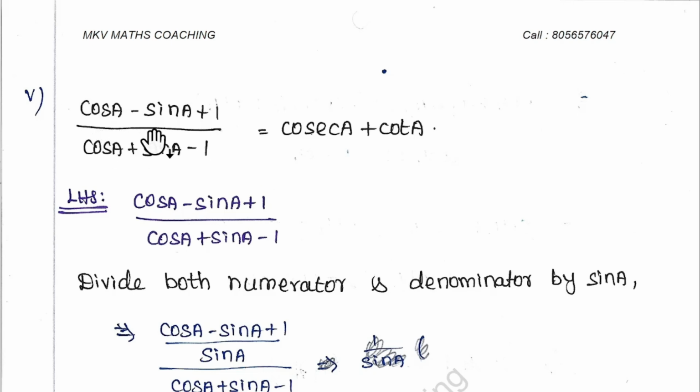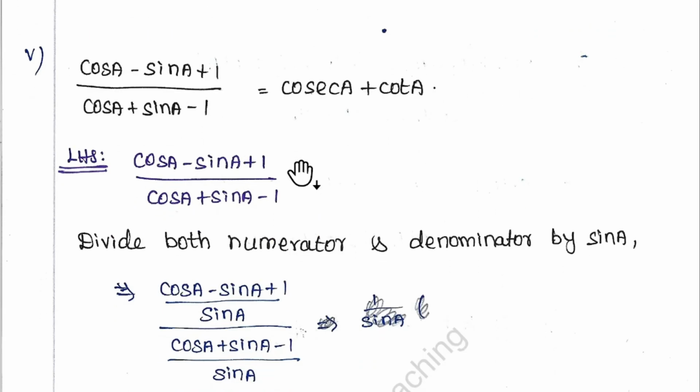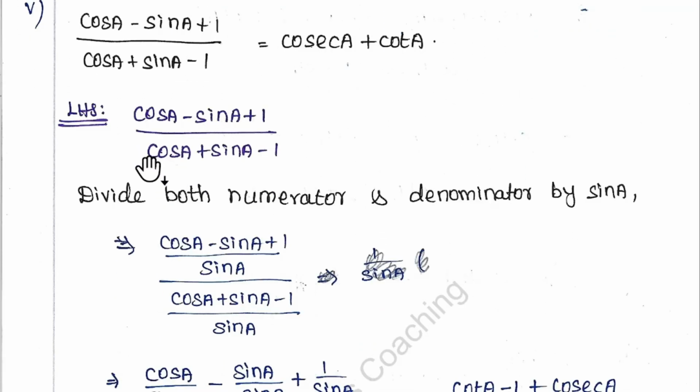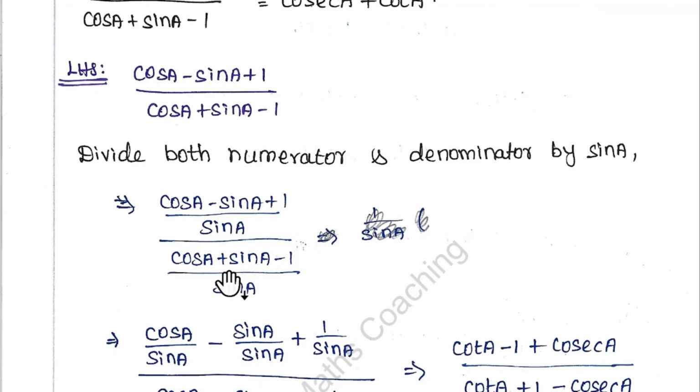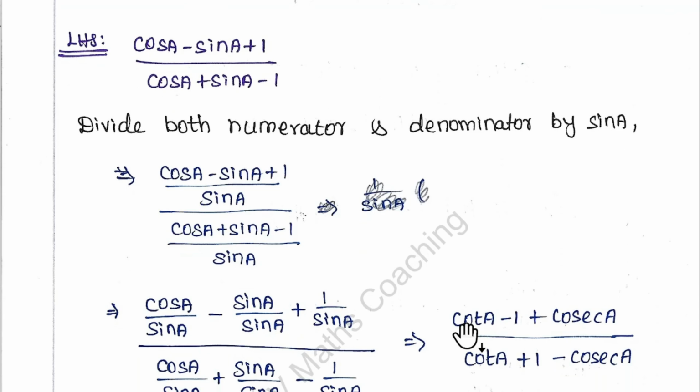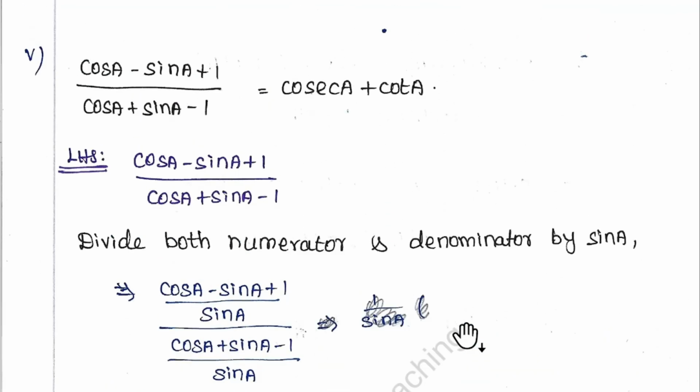Fifth problem, (cos minus sine plus 1) by (cos plus sine minus 1). This is also very important. So you have to prove it equals cosecant plus cot. For this proof, this is one or two questions of exceptional. You need to start with dividing both numerator and denominator by sine. Why am I dividing by sine? Because the proof is cosecant plus cot A. So I am changing every cos and sine in terms of cosecant and cot to solve in an easy method.